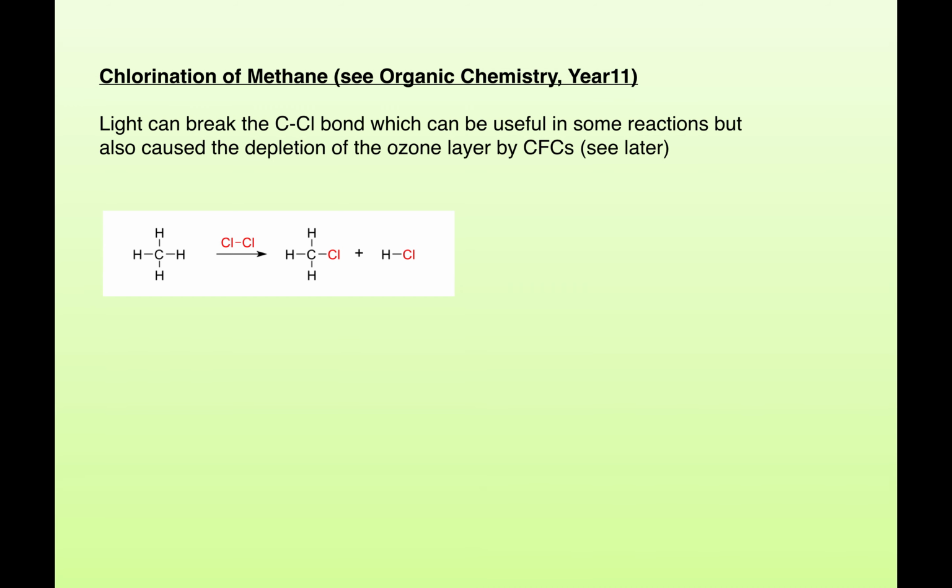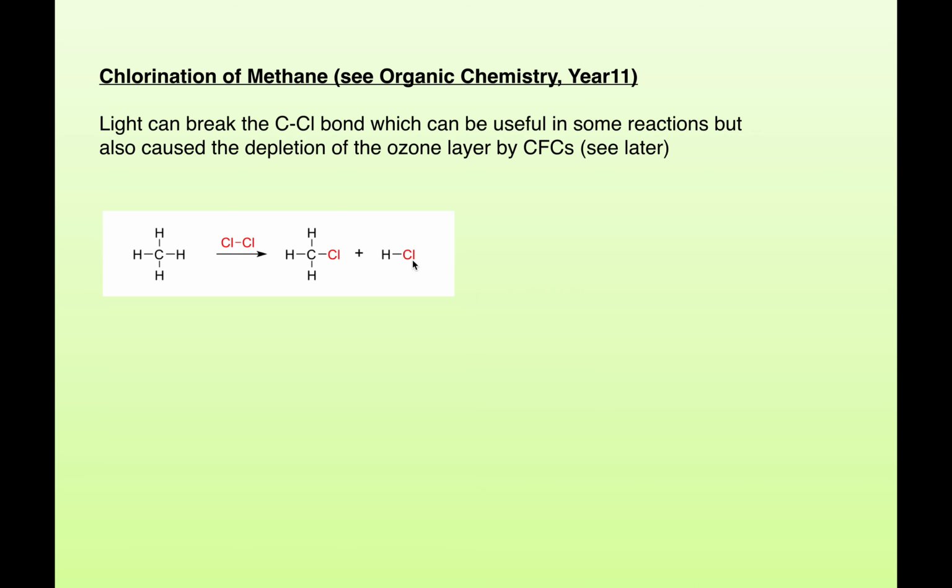CFCs are chlorofluorocarbons, and the fact that light can break the C-Cl bond means that these chlorines would get into the upper atmosphere and they would destroy the ozone, the O3. So essentially in this reaction we start with methane, that's methane. The chlorine-chlorine bond is broken, the chlorine attaches to the carbon, and the hydrogen that comes off attaches to the other chlorine.